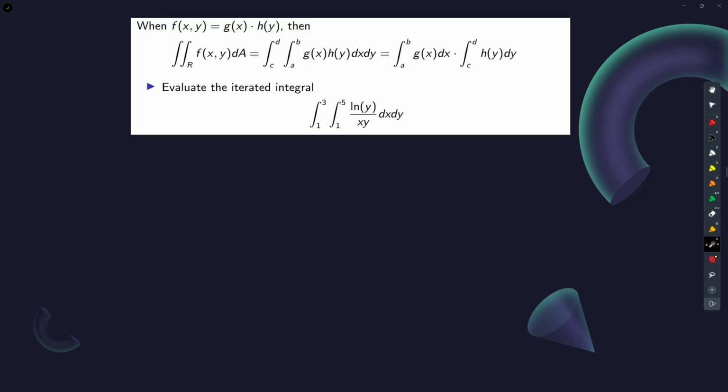Finally, here is a property that we use sometimes in a particular case. If your function is a product of functions, a function of x times a function of y, then the double integral actually becomes a product of integrals. Let me show you why.